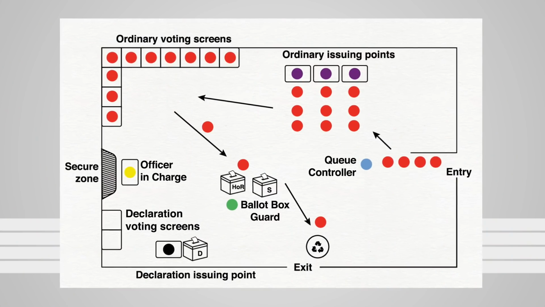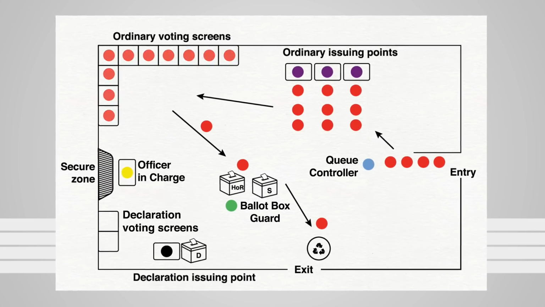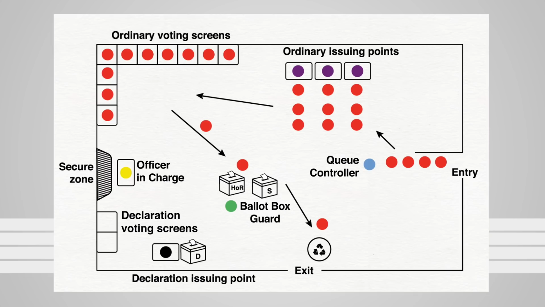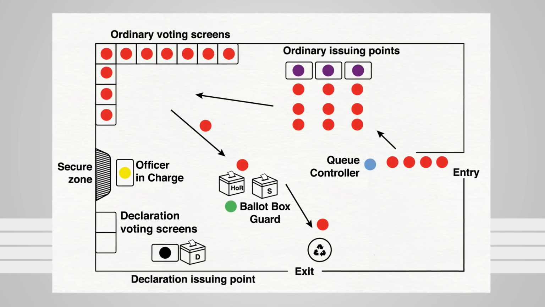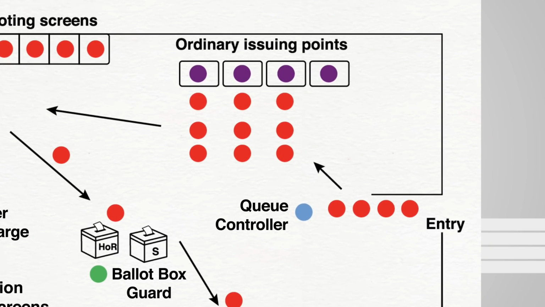Finally, let's look at what to do if a queue develops in the polling place that is creating long wait times. If this happens, identify the bottleneck. Are people waiting to be issued a vote or waiting for a vacant voting screen? If it's the screens, check that you have put up all that were provided. If the wait is at the issuing points, see whether an extra issuing point can be opened. You can also check if one of the issuing officers seems to be slower than the others. If they are, move them to a different role, such as the ballot box guard.